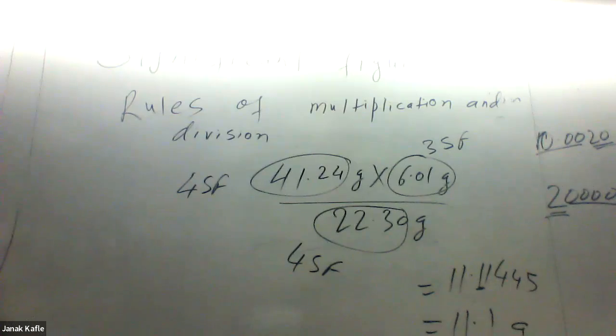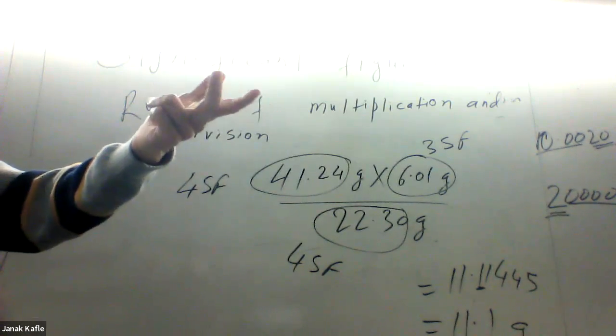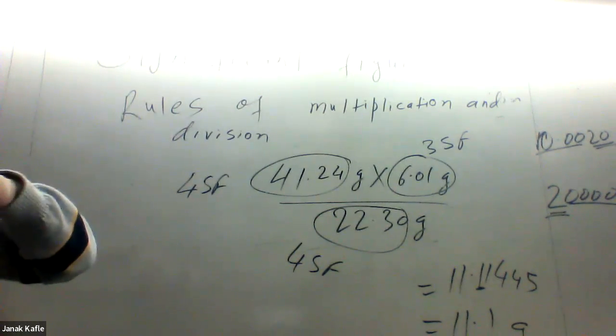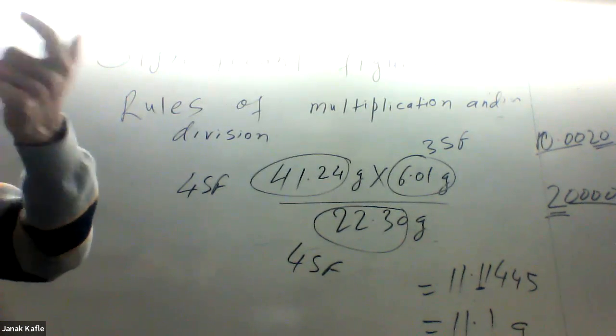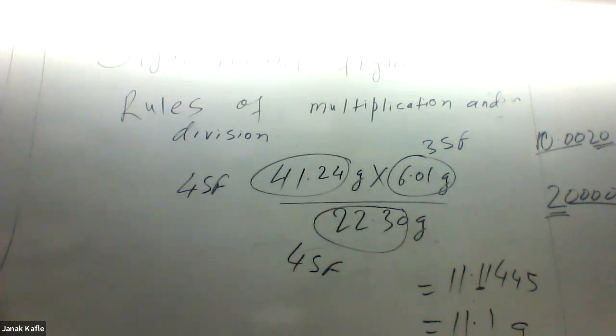But if you are doing addition or subtraction, just report the decimal, which has the least decimal places in your measurement. Everybody got that? Confusing? I don't think it's that confusing, right?